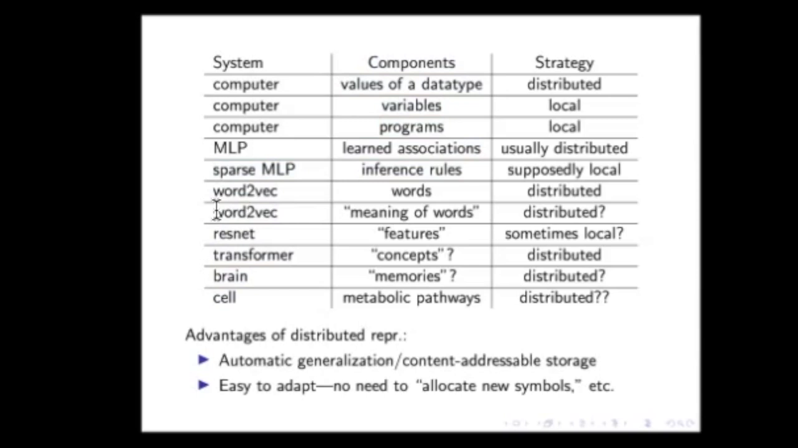There's this example of words, which I mentioned before, and it's kind of distributed in various different senses, right? So I can say maybe my components are words, and then it's obviously distributed, because I don't reserve special dimensions of the vector space to represent different words. I represent them all in superposition somehow.